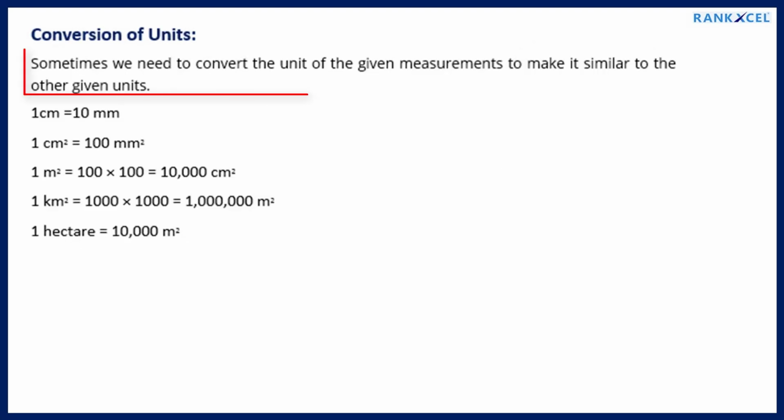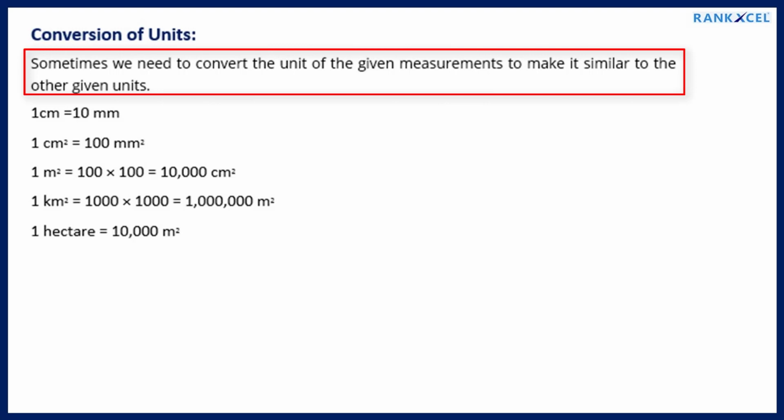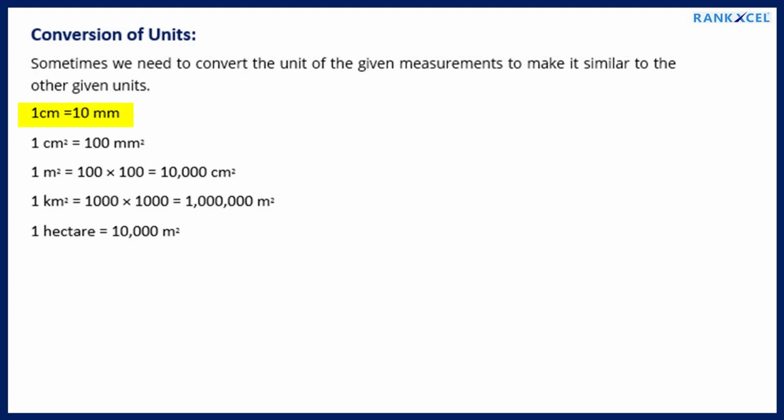Conversion of units. Sometimes we need to convert the unit of the given measurements to make it similar to the other given units. 1 centimeter equals 10 millimeters. 1 centimeter square equals 100 square millimeters. 1 meter square equals 100 times 100 equals 10,000 centimeters square. 1 kilometer square equals 1,000 times 1,000 equals 1 million meters square. 1 hectare equals 10,000 meters square.